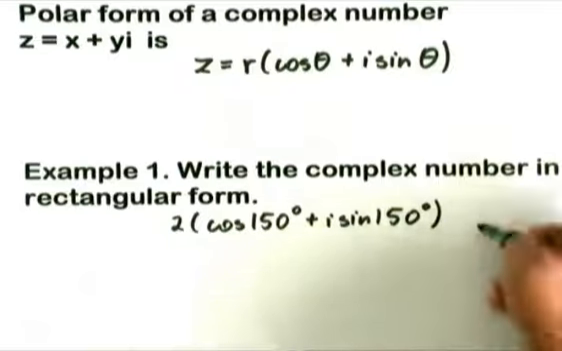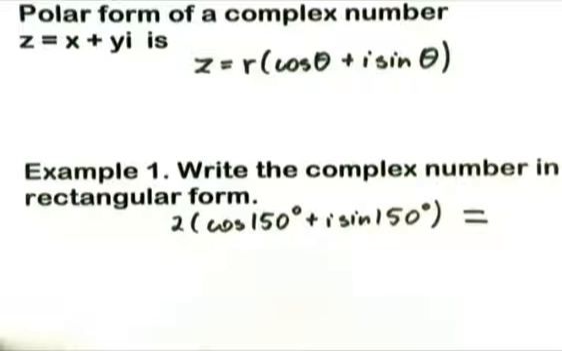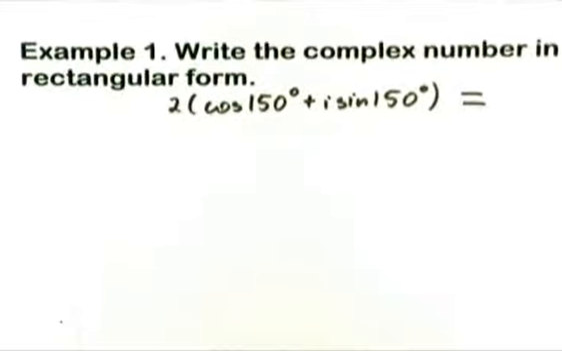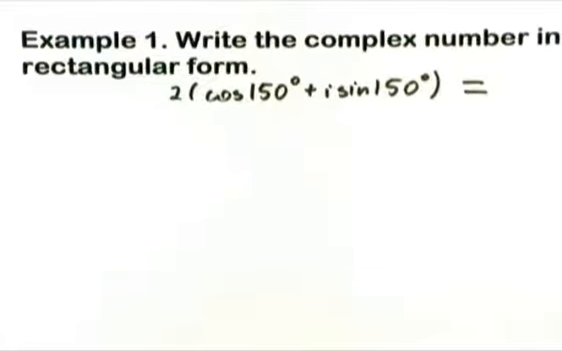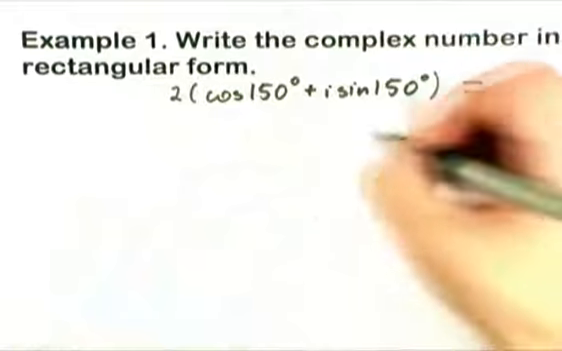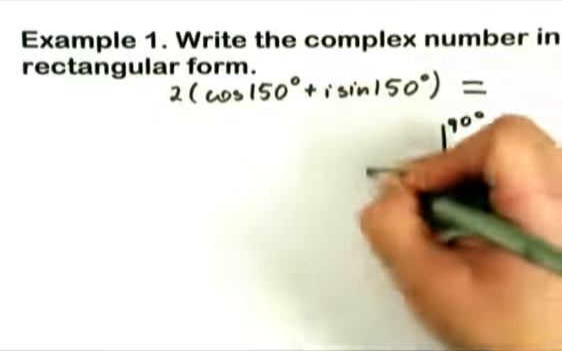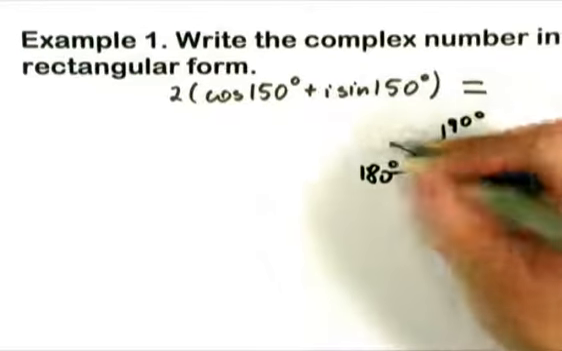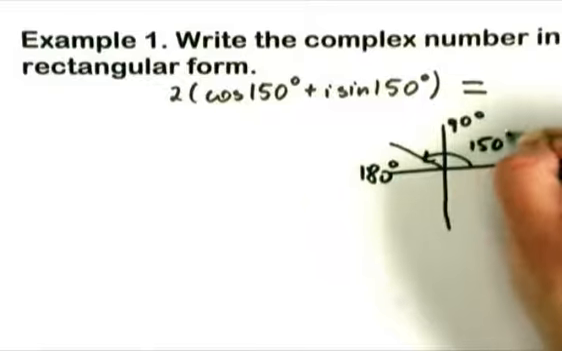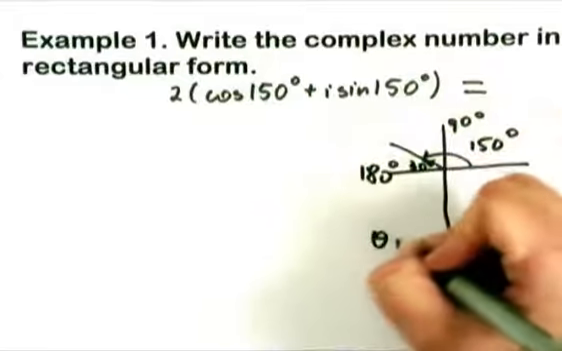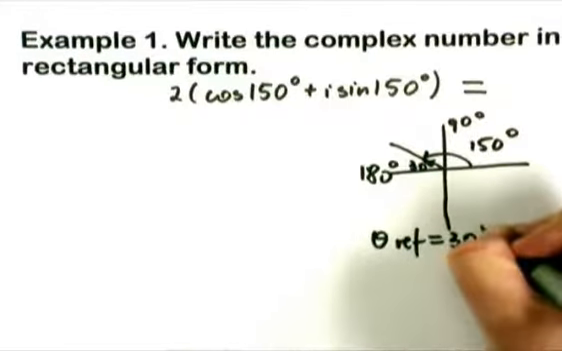So we need to find cos 150 degrees. This is polar form, and we need to write the rectangular form. 150 degrees, we can draw it. Here is 90, 180, so a little bit less. This is 150. How much less? 30 degrees is my reference angle. Theta reference is 30 degrees.